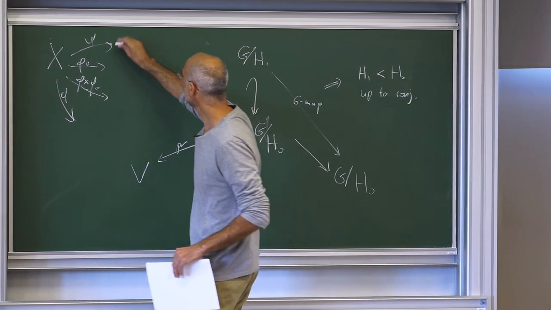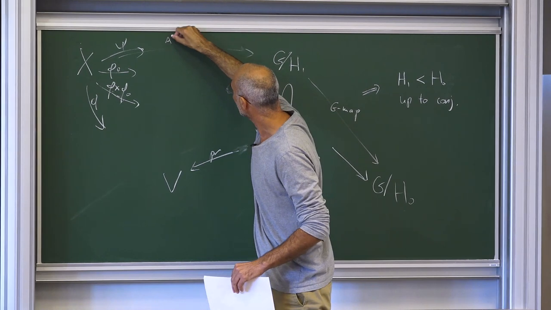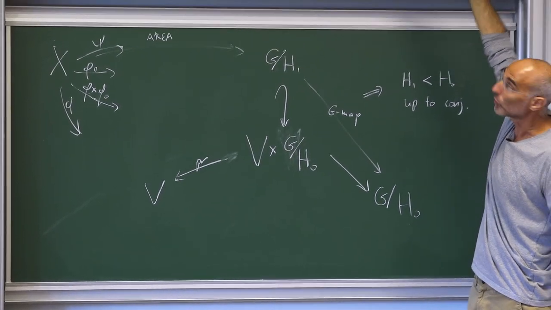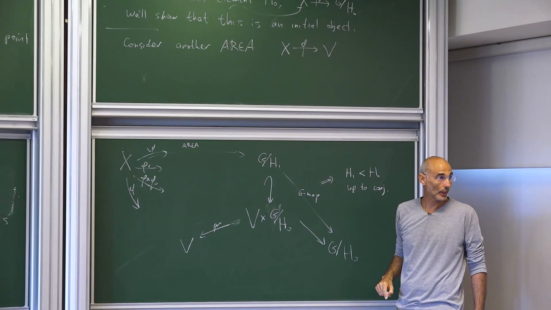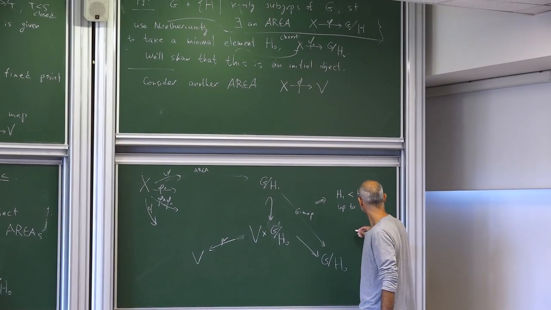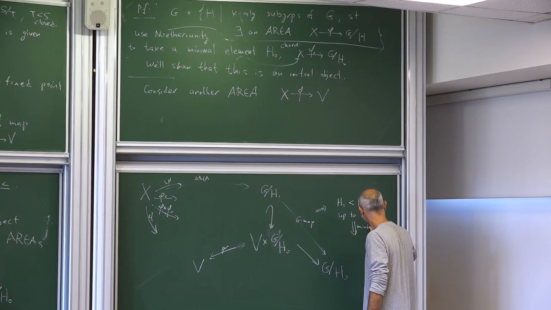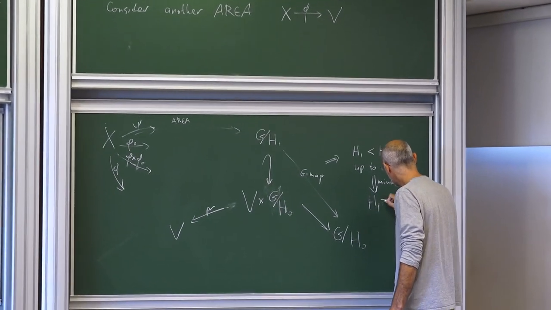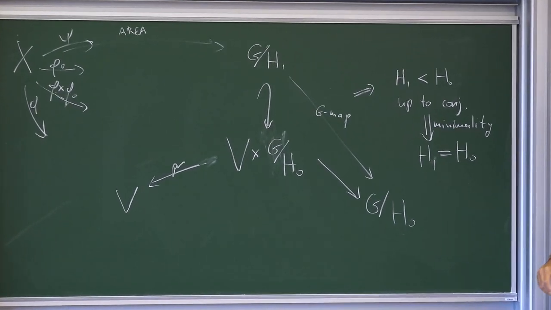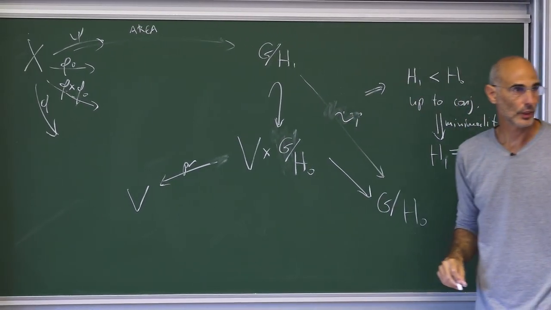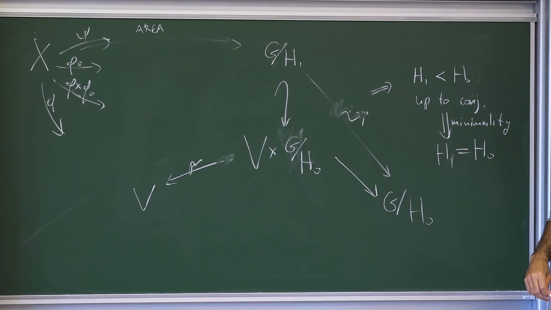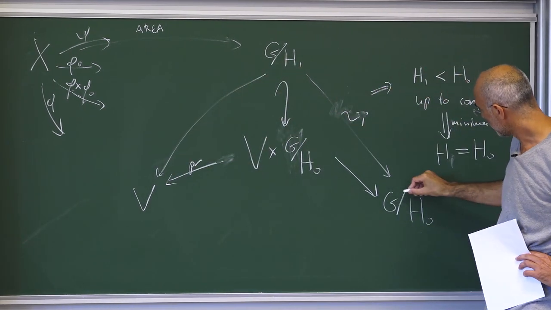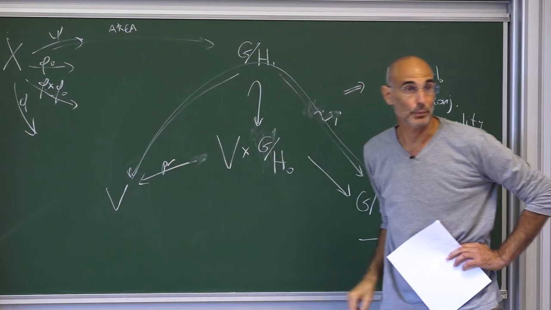But now, this psi over here is an arrow that I got out of this picture. And H0 was supposed to be a minimal object in this collection. So by minimality of H0, I have that H1 equals H0, and this map over here is actually an isomorphism. And from this, I can take the map to V. So from G mod H0, I can climb up here and end up here.